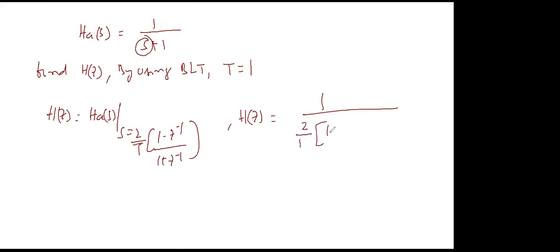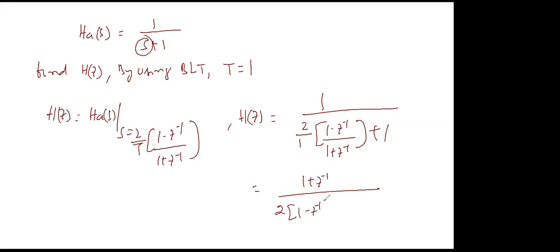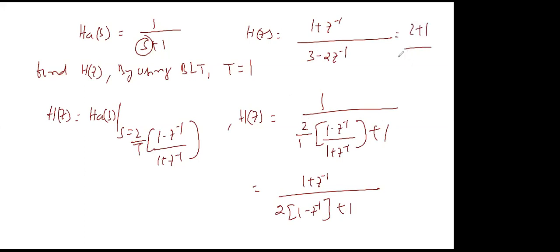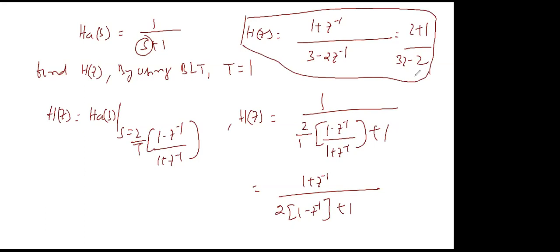With T equal to 1, H of z equals 1 by [2 (1 minus z inverse) by (1 plus z inverse) plus 1], that is equal to (1 plus z inverse) divided by [2 (1 minus z inverse) plus 1]. Or H of z equals (1 plus z inverse) divided by (3 minus 2 z inverse), or simply (z plus 1) by (3z minus 2). This is your digital filter response. Clear all of you? Yes or not?